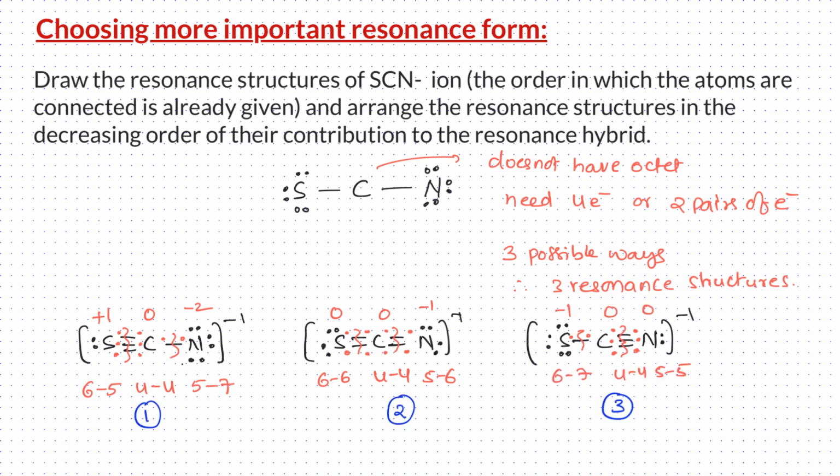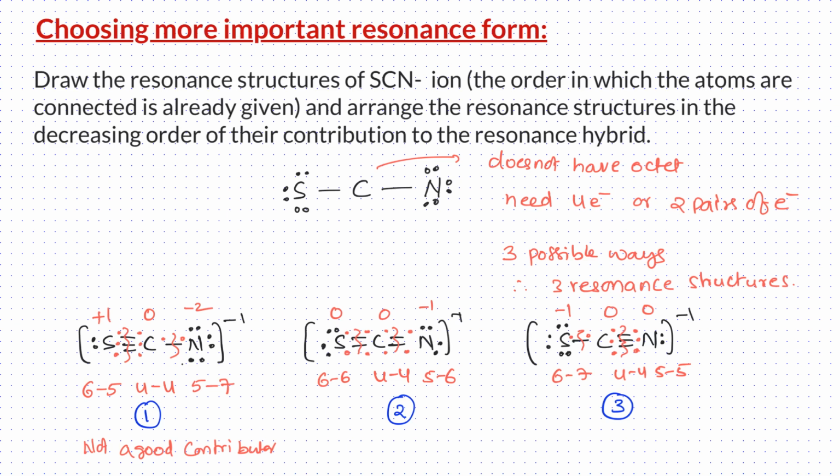If we add up the formal charges on each of the atoms in a particular resonance structure, they add up to give the overall charge on the SCN- ion, which is -1. That tells us the formal charges that we calculated are correct. Now let us look at which one contributes most to the resonance hybrid. As we can see, structure 1 has higher formal charges of -2 and +1. Therefore, it is not a good contributor to the resonance hybrid.